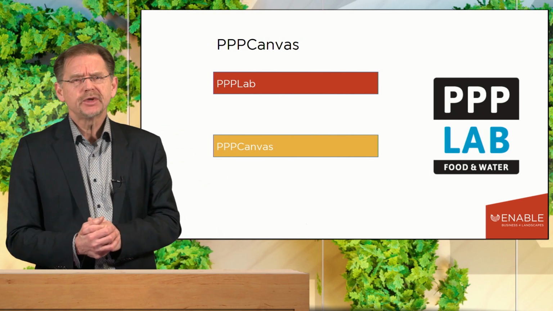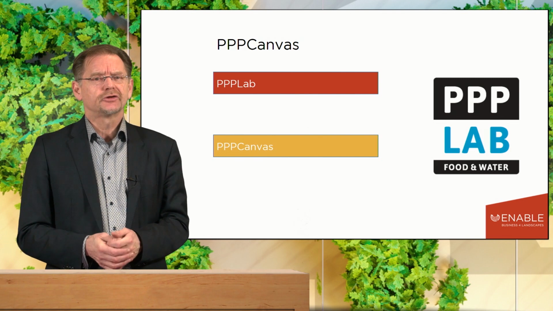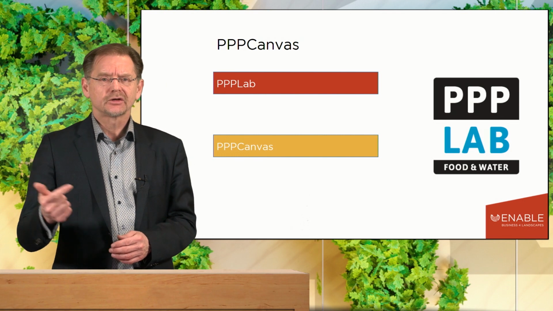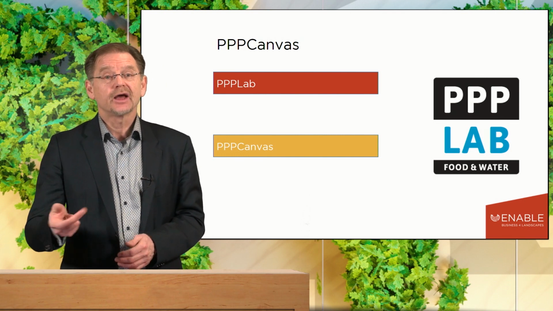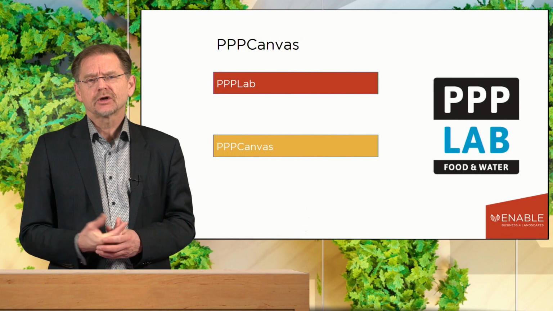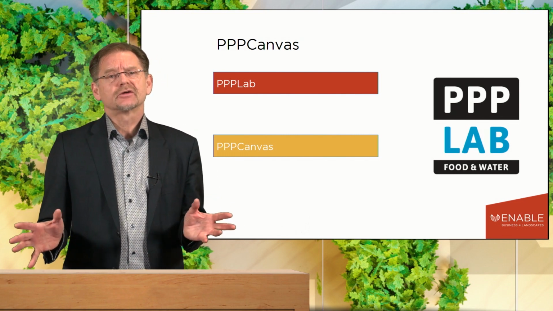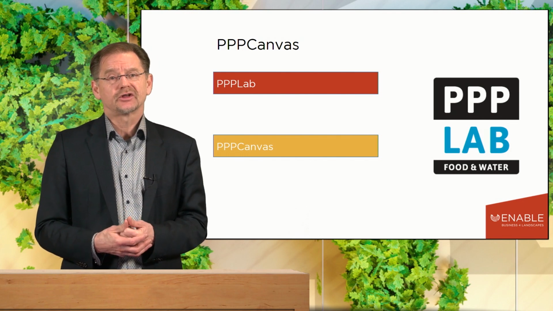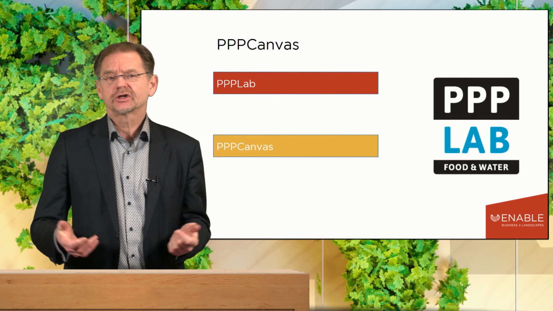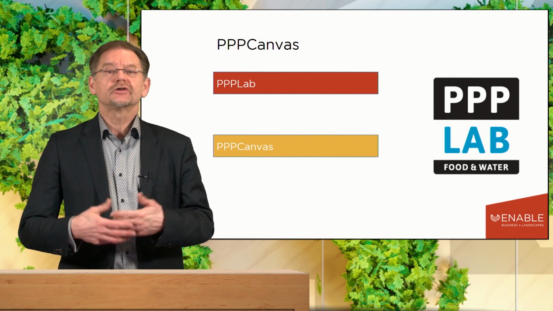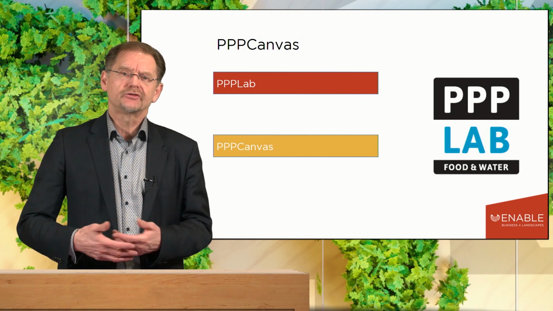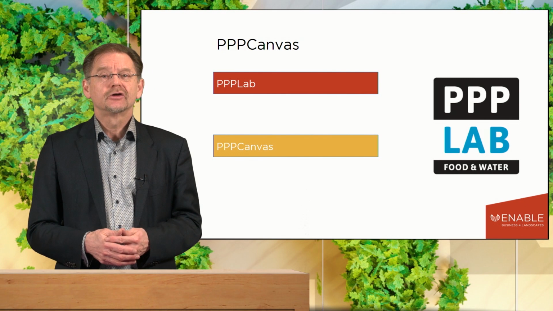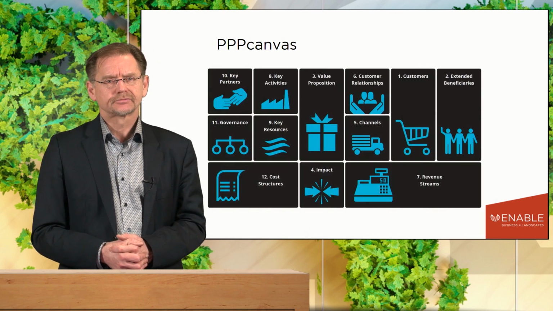However, the PPP canvas adds 4 extra fields of interest to the original business model: extended beneficiaries, impact, governance, and the business ecosystem. Compared to companies, PPPs with a developmental focus need to consider a few additional important elements in their business model. Next to economic objectives, they also serve certain development goals and often operate in difficult environments. That is exactly why PPP Lab decided to extend the original canvas.